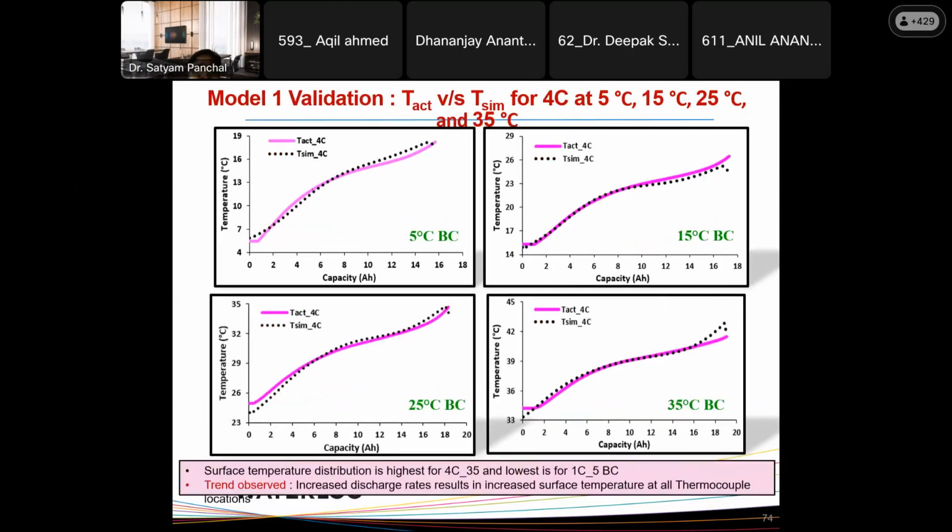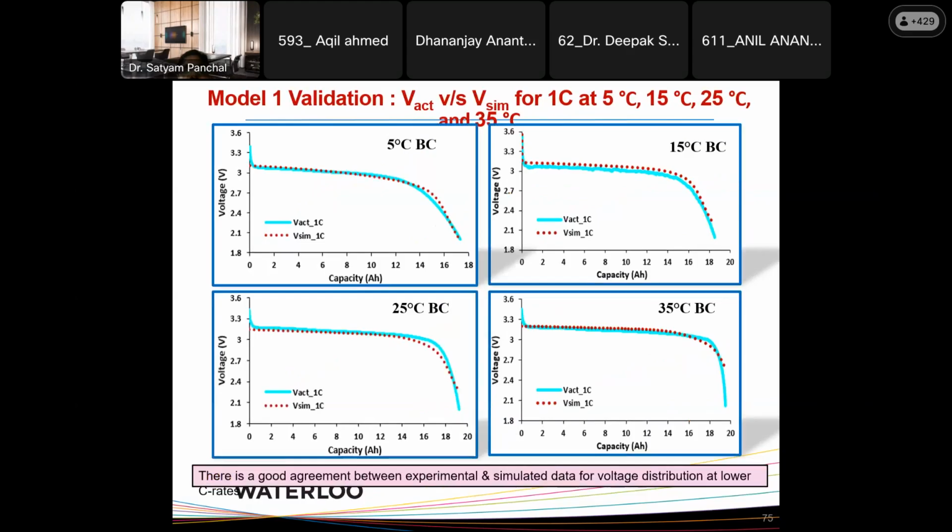Similar validation is at the 4C discharge at 5 degree, 15 degree, 25 and 35 degree, and surface temperature is higher at higher temperature and lower at lower. The trend observed is that increased discharge rate results in increased surface temperature at all thermocouple locations. Then the voltage validation part, same way for the machine learning part, 5 degree, 15 degree, 25 and then 35 degree. Again, there is good agreement between experimental and simulated data for voltage distribution at lower C rates.